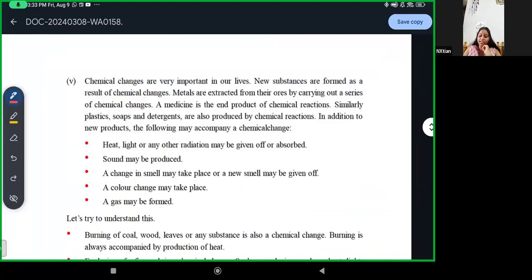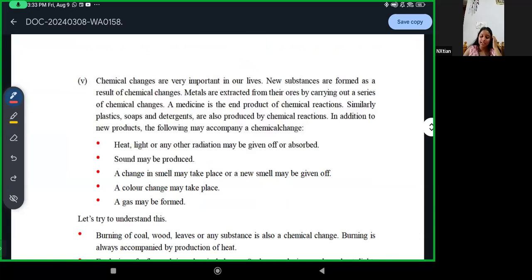Okay, so chemical changes are very important in our lives. New substances are formed as a result of chemical changes. Metals are extracted from their ores by carrying out a series of chemical changes. Medicine is the end product of a chemical reaction. When we are preparing medicines, also chemical reactions are taking place. Then similarly, plastics, soaps and detergents are also produced by chemical reactions.